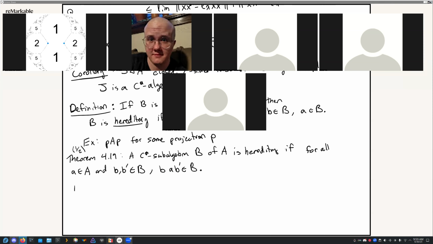So in particular, a corollary of this: every closed two-sided ideal, because if B is a closed two-sided ideal, then indeed B A B prime always belongs to that ideal. So as a corollary of this, you get that J is hereditary. That's another useful fact to know about ideals, and that's what I'll stop with since I'm out of time.